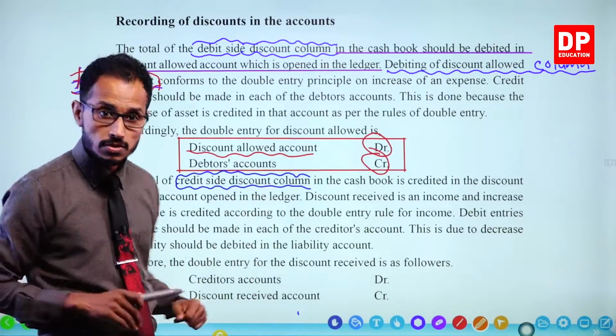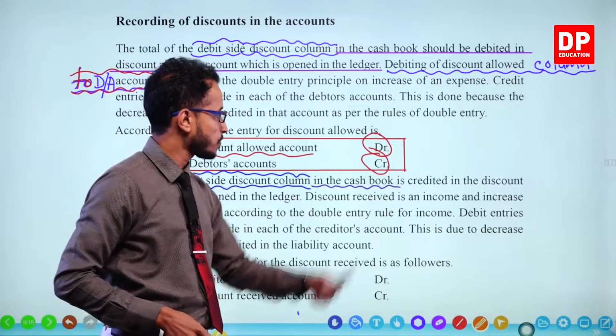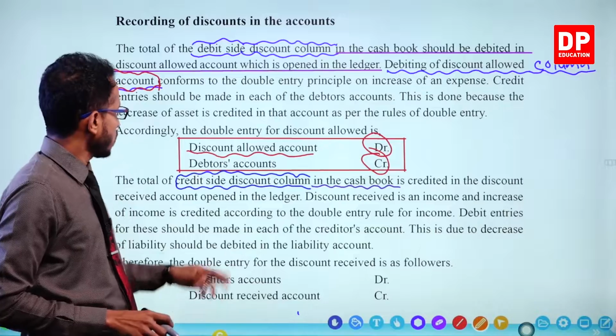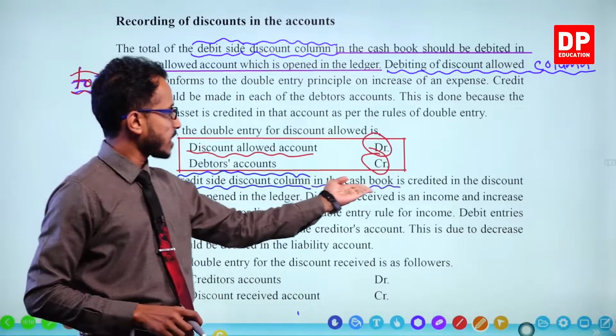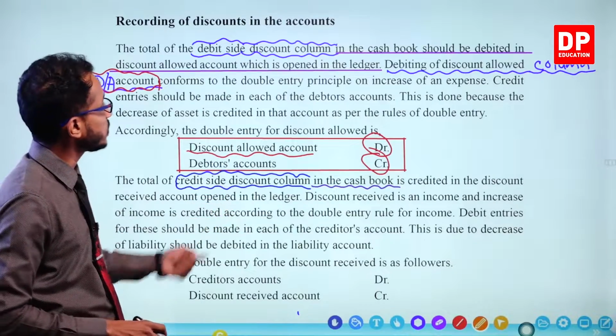In the cash book. See, it is mentioned here too. So the credit side discount column in the cash book is credited to the discounts received account. Discounts received account.